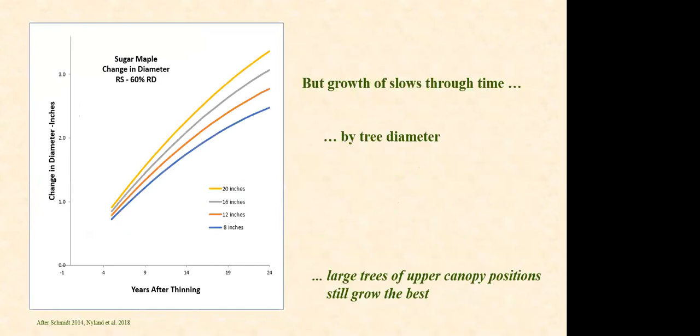Here is a growth period for 24 years, again, change in diameter on the vertical axis. And now I've broken it down by trees of different sizes. You can see the effect of tree size on growth. The bottom line is an 8-inch tree and the top line is a 20-inch tree. The larger the tree, the better the crown position, the better the growth. So you keep the trees of upper canopy positions, optimize the growth, and you release their crowns by cutting smaller trees around.